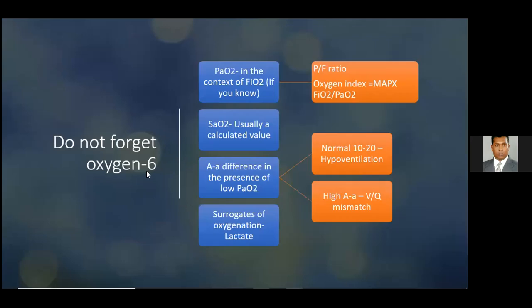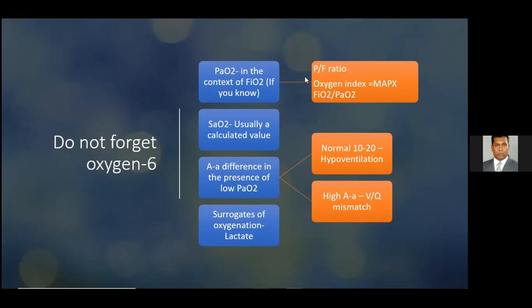Right. So sixth step is on oxygen. There are many ways that you can get an idea about oxygen in the blood gas, and one of the simplest ways is to look at the PaO2. But always look at the PaO2 in the context of FiO2, that is, if you know the FiO2.